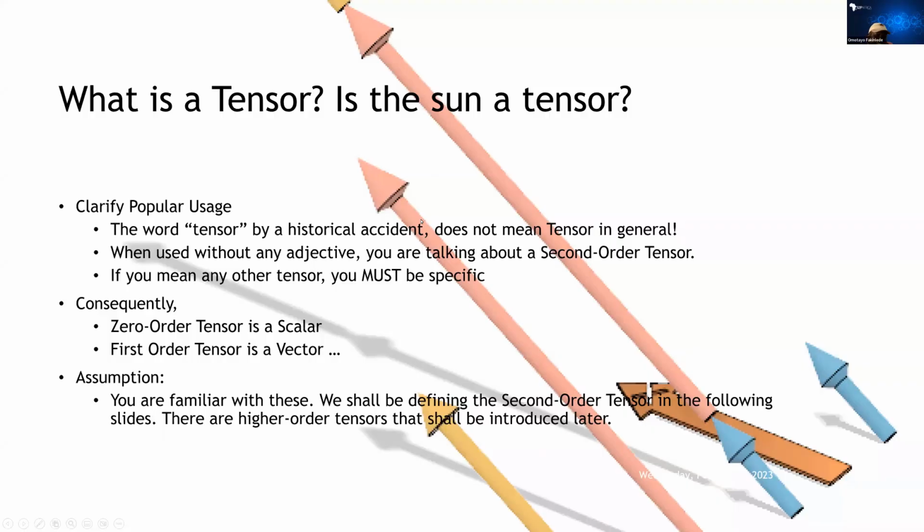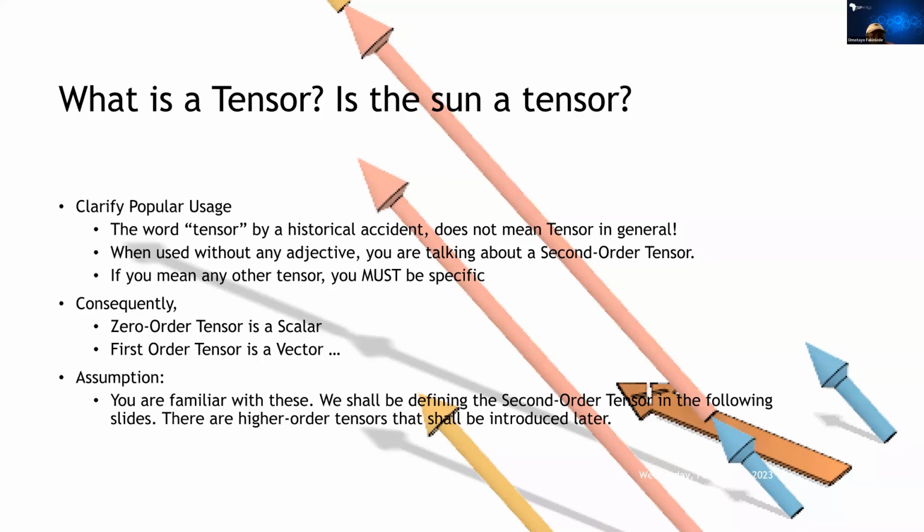Okay, having said that, we now want to ask ourselves, what is a tensor? And the second question is the sun, the same sun that shines on us every day. Is it a tensor? I'm not going to answer that question. I will expect you to be able to answer that question after 2 or 3 slides. You should be able to answer yes or no, whether the sun is a tensor or not, by our definition.